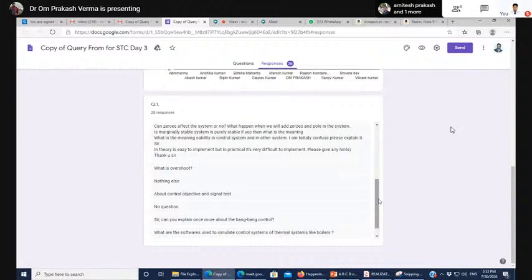Same like an undershoot. Whatever the target is, you cross the target and then you come back again to return to the target, that is your overshoot and undershoot.